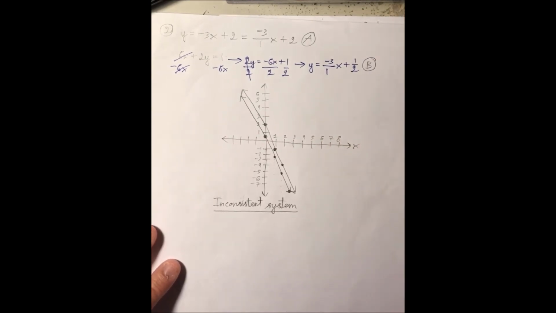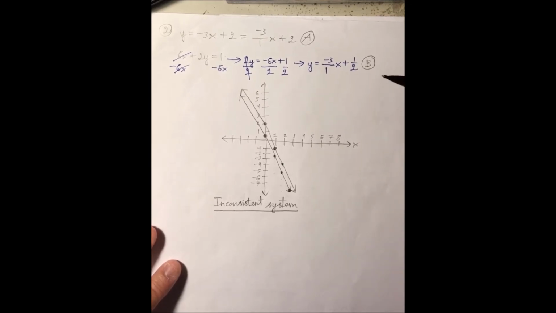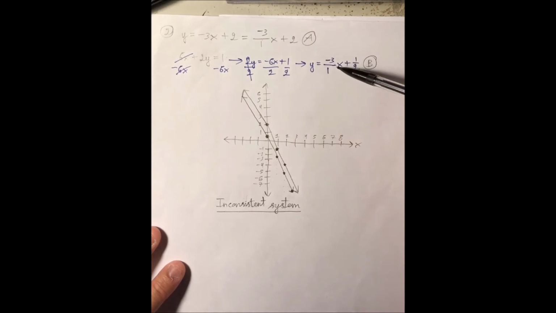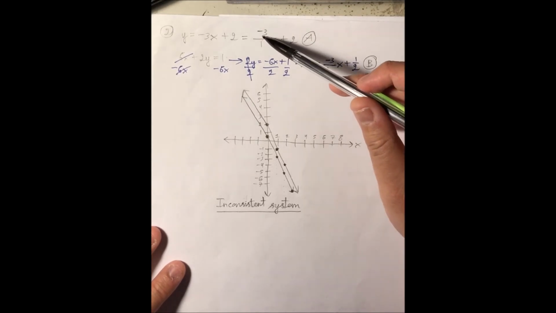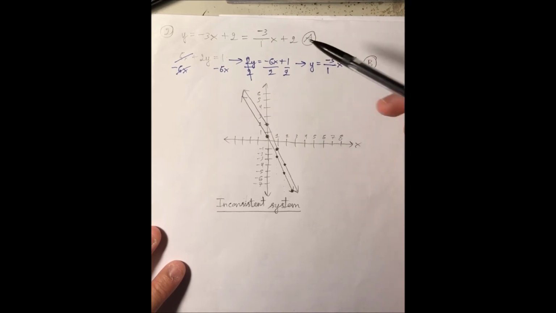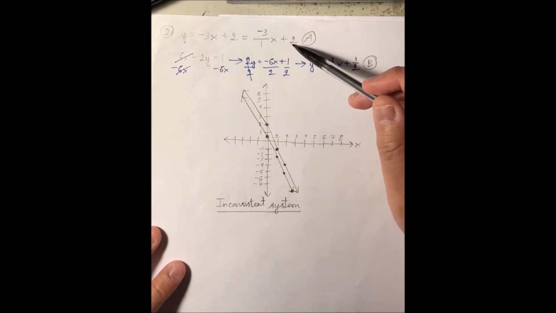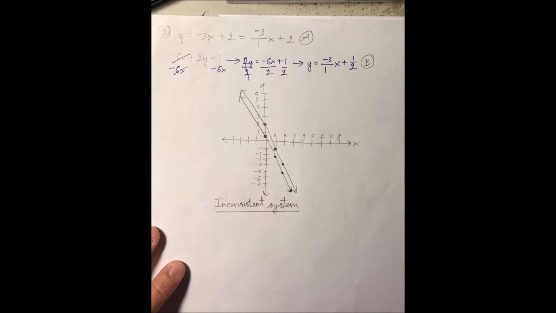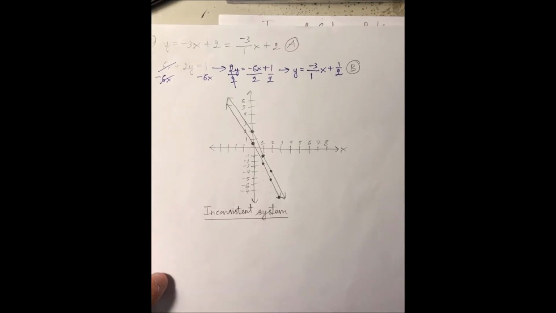But algebraically, how do you identify whether a system of linear equations is inconsistent? Well, all you have to do is verify that the slopes of the two equations are exactly the same. In this case, they are -3/1 and -3/1. But the two equations have different y-intercepts. One has a y-intercept of +2 and one has a y-intercept of +1/2. Because they have the same slopes but different y-intercepts, algebraically, I know right away that my system is the inconsistent type of system, meaning that it has no solution or no point of intersection.